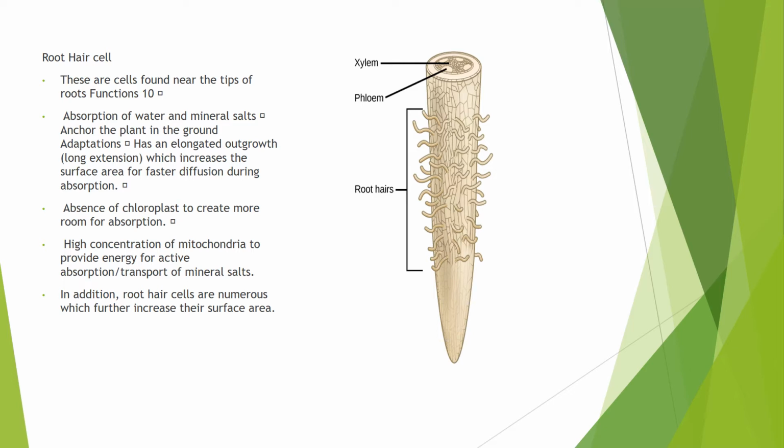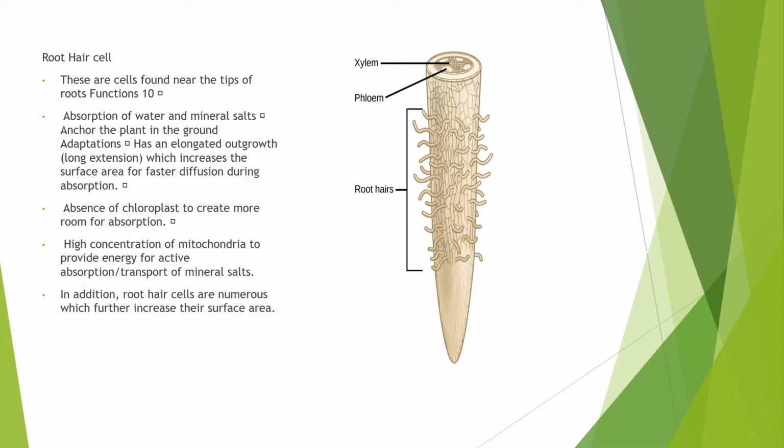The root hair cells are found near the tips of your roots. The root hairs are mainly for absorption of water and mineral salts, and they are also very important in the sense that they anchor the plant in the ground. They have special adaptations: elongated outgrowths, meaning long extensions. These extensions increase the surface area for faster diffusion of water molecules and minerals, right?